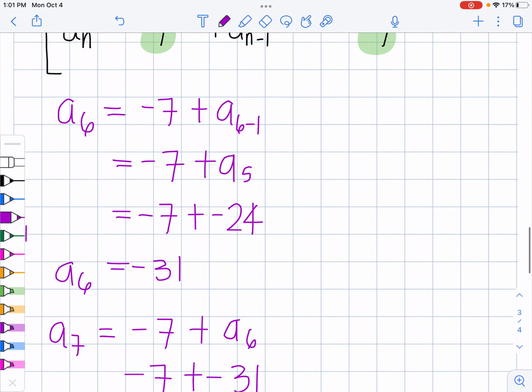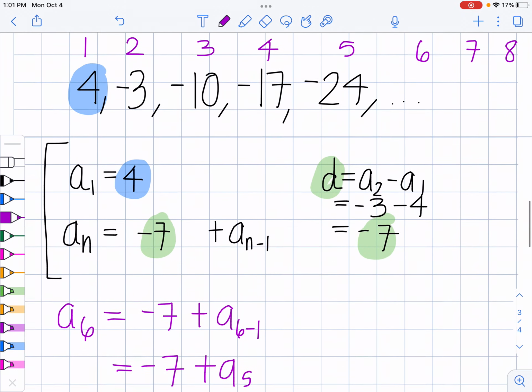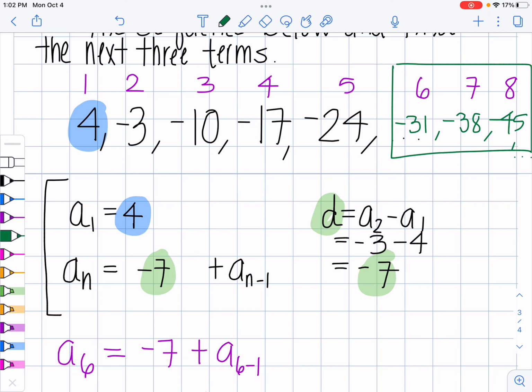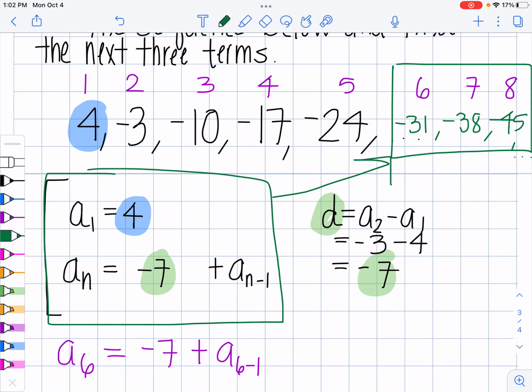So up here, I would say that my next 3 terms are negative 31. I'm going to have to kind of write small. Negative 31, negative 38, and negative 45. I separate them with commas. And if I put them in a list, I always do comma, dot, dot, dot. But because they just asked me for the next 3 terms, that would be my final answer. So this part, my equation, and my next 3 terms.